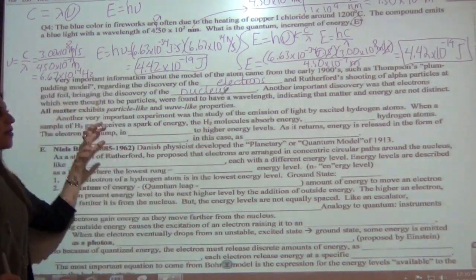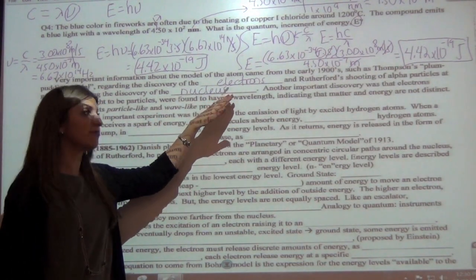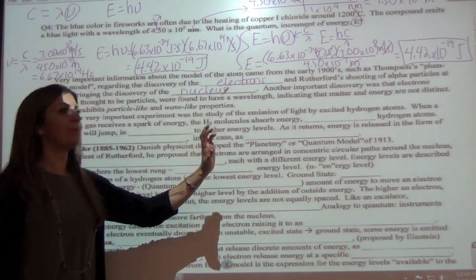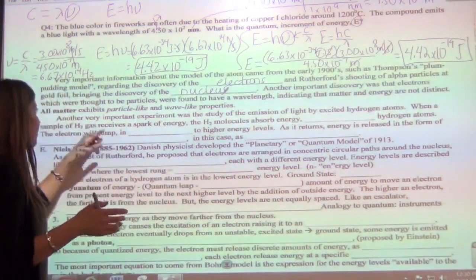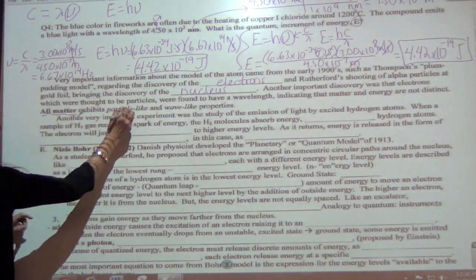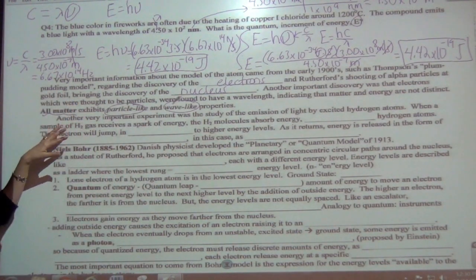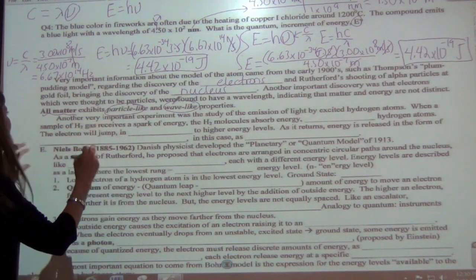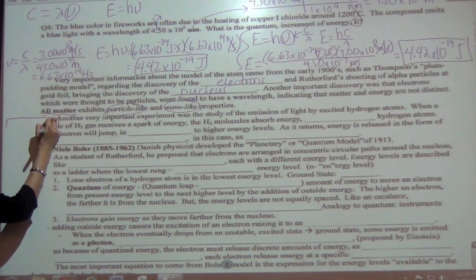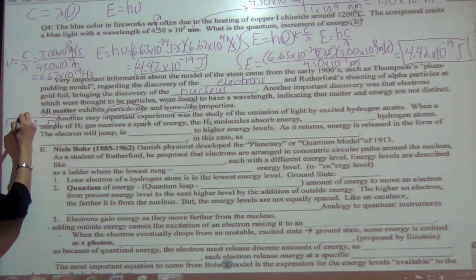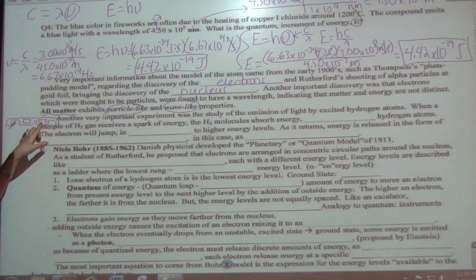Awesome. Another important discovery was that electrons, which were thought to be particles, actually have a wavelength. That means matter and energy are not totally separate from one another, so all matter exhibits particle-like and wave-like properties. We're going to talk a little bit about that spec demo that we did. I'm just going to draw the glasses on here real quick so that we know what we're talking about. So here's my real quick drawing of the spec glasses.